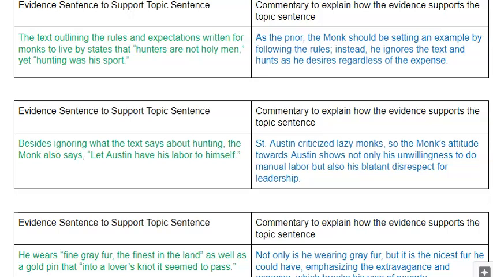All right, and then my second piece of evidence, besides ignoring what the text says about hunting, the monk also says, "let Austin have his labor to himself." And then I give my commentary over to the side. Notice here that I also have a little bit of a transition, right? I didn't just jump straight into it. I said, "besides ignoring the text about hunting." This is my transition from one piece of evidence to another. And then I've got my commentary over here.